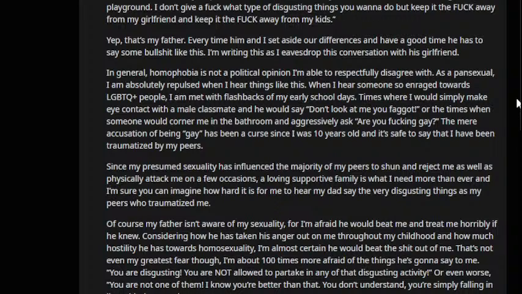In general, homophobia is not a political opinion I'm able to respectfully disagree with. As a pansexual, I am absolutely repulsed when I hear things like this. When I hear someone so enraged towards LGBTQ plus people, I am met with flashbacks of my early school days. Times where I would simply make eye contact with a male classmate and he would say, "Don't look at me, you faggot." Or the times when someone would corner me in the bathroom and aggressively ask, "Are you fucking gay?" The mere accusation of being gay has been a curse since I was 10 years old, and it's safe to say that I've been traumatized by my peers.